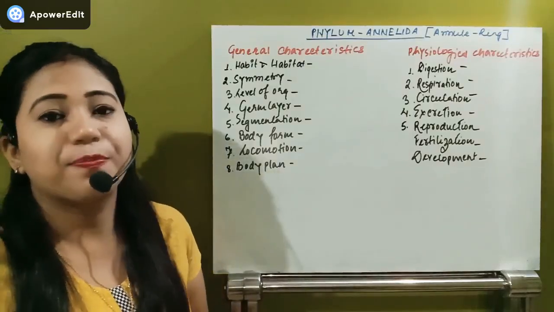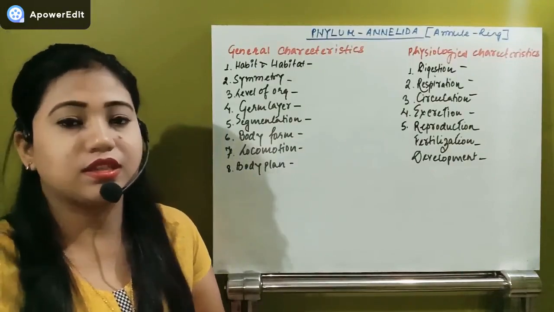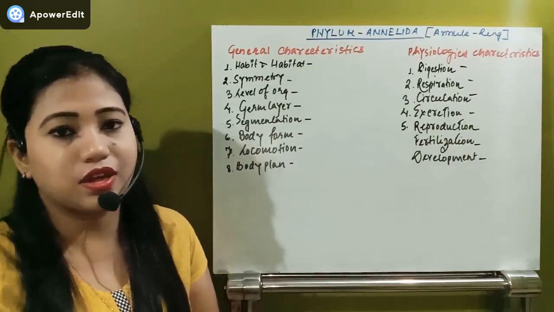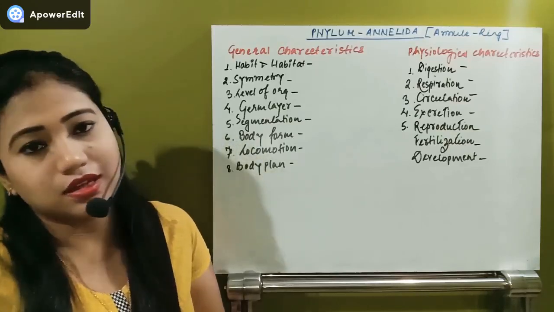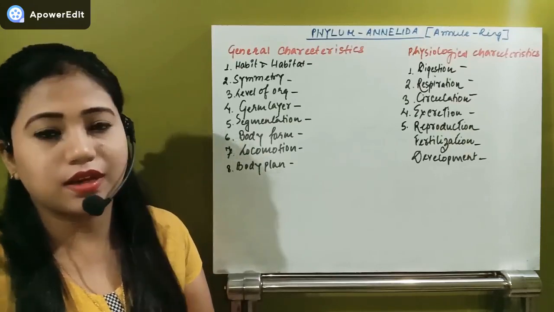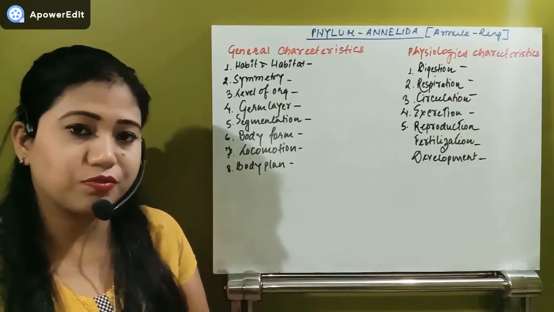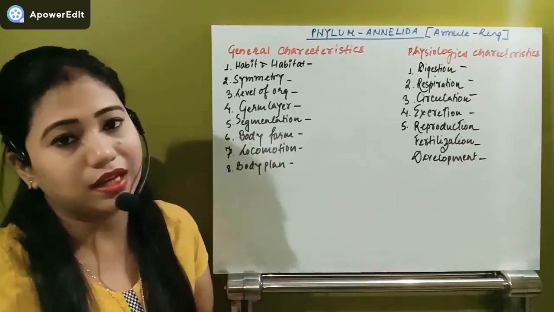Hello students, in the last video we have seen the phylum Nematoda, and in that we have studied the life cycle of one species, that was Ascaris lumbricoides. So we have completed that phylum. After that, let's move to the next phylum, that is the phylum Annelida.